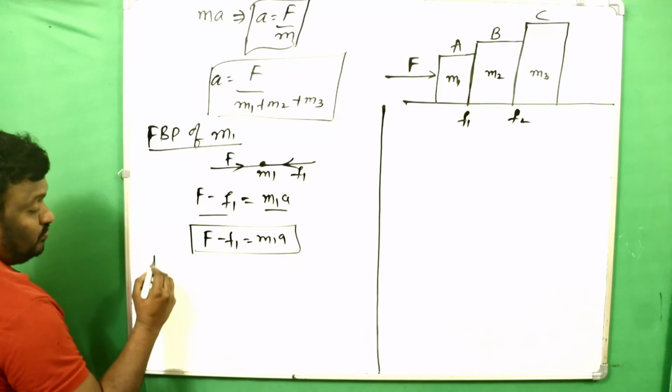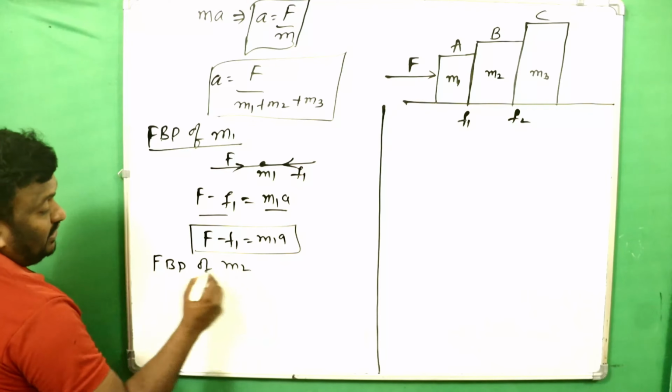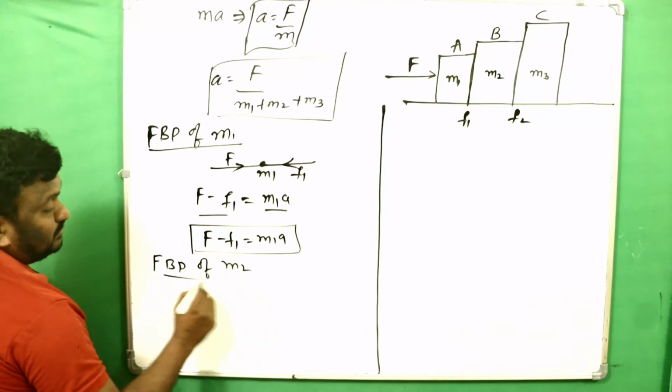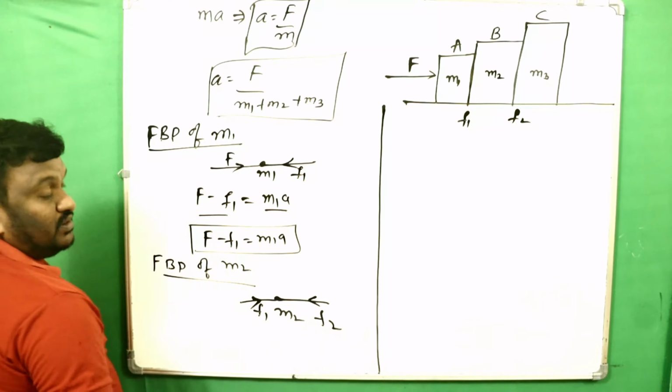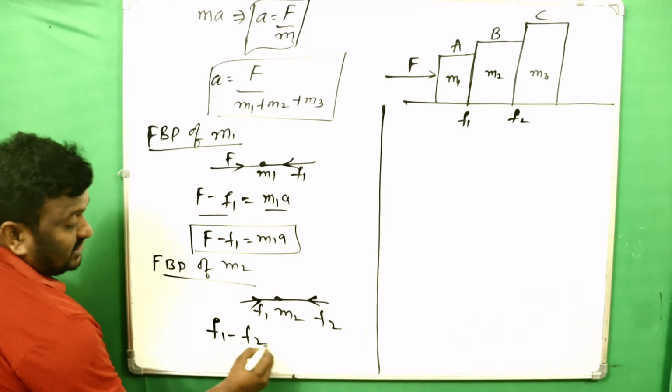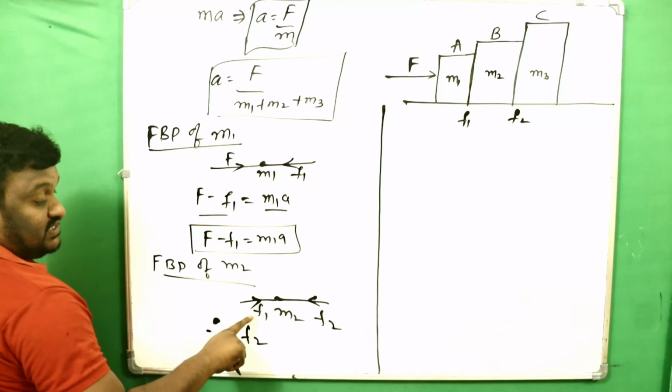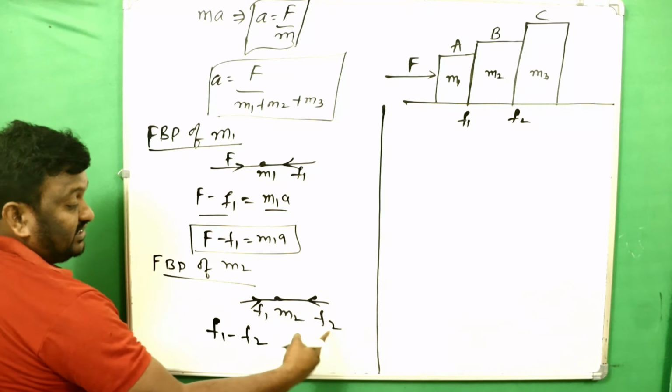And now, the free body diagram of the second body, m2. Again, same concept. On this second body m2, there are two contact forces. A applies a force on B, in this direction, f1. C also applies a force on B, this is f2. So the net force you can write is f1 minus f2. f1 is acting on m2 in this direction and f2 is acting in this direction.